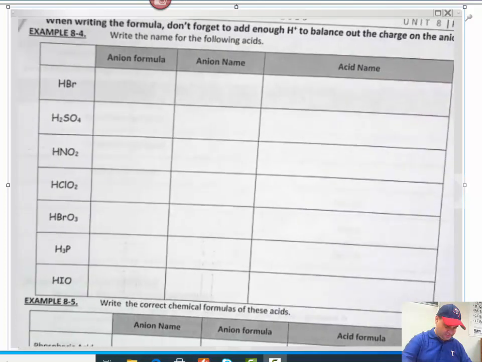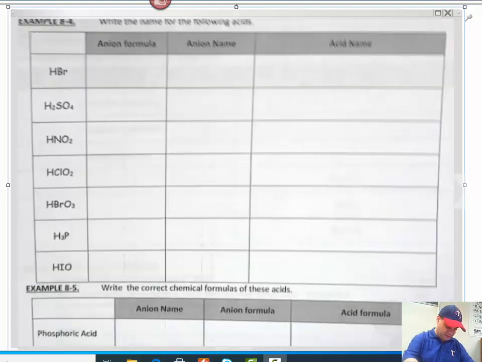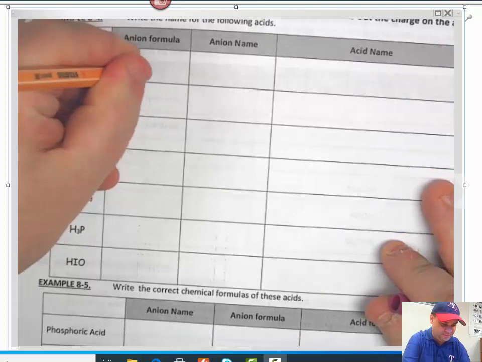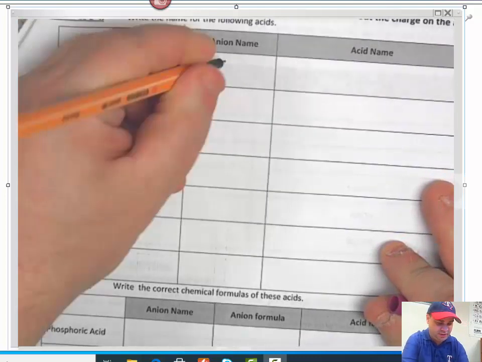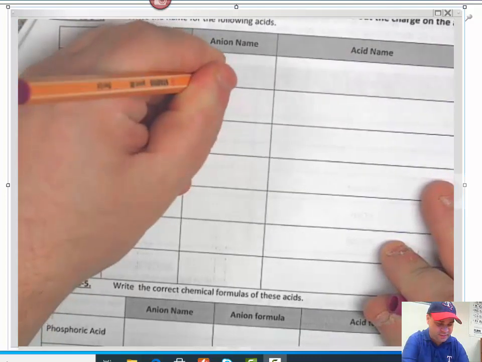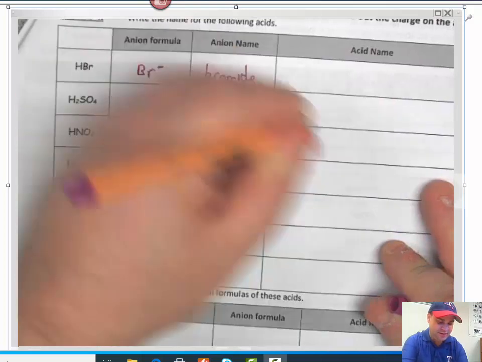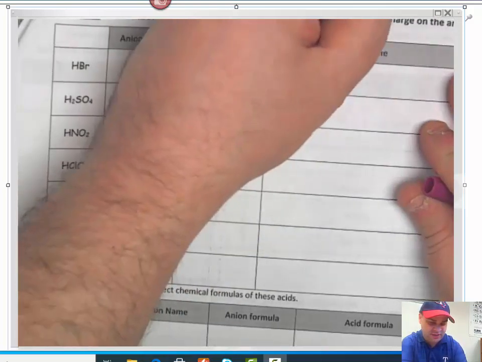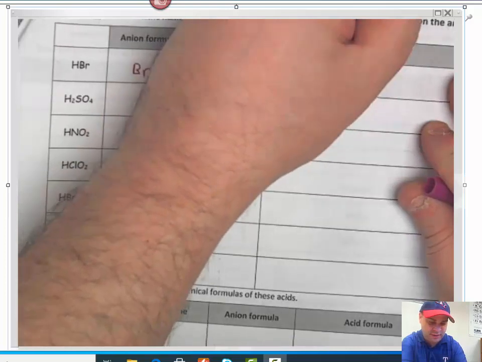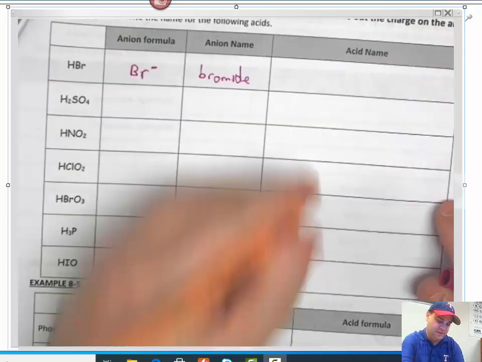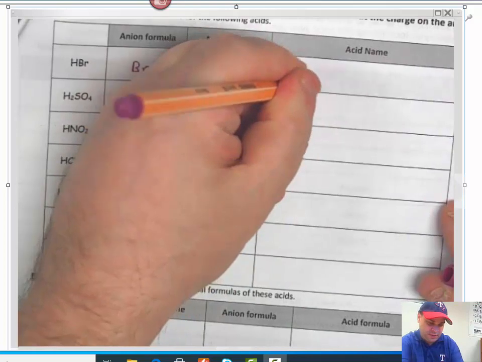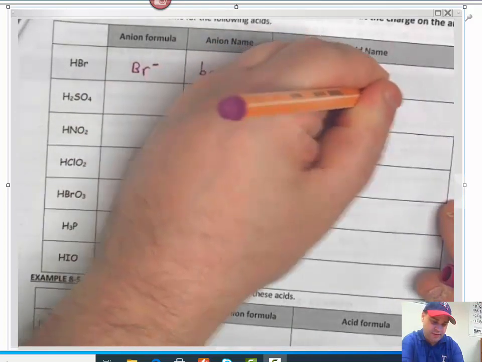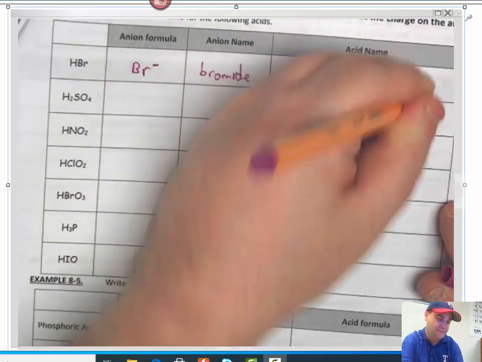So, okay, here we go. So Br is Br minus. Br minus is called bromide. Remember, ide goes to hydro-ic. So this would be hydrobromic acid.